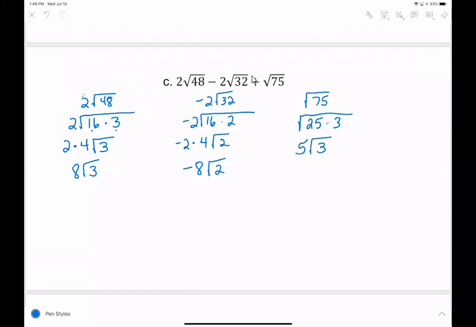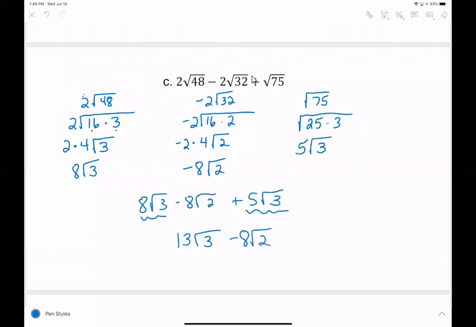So now I'm just going to put these terms together. And then we're going to combine the ones that have the same radicand. In this case, it's the 8 square root of 3 and the 5 square root of 3. So 8 plus 5 is 13 square root of 3. And then we just bring down the -8 square root of 2.